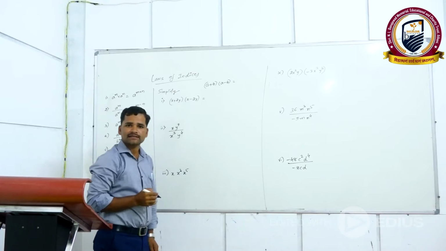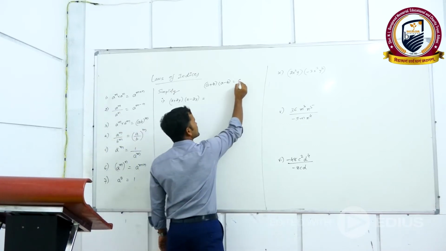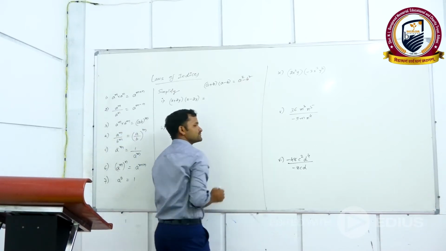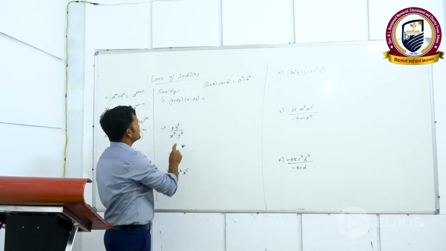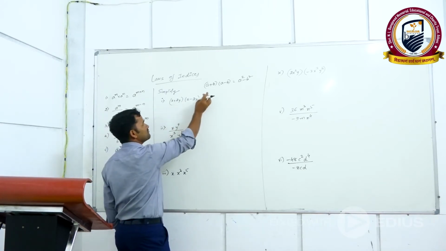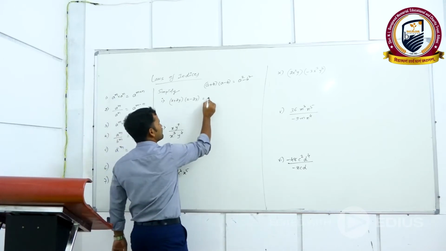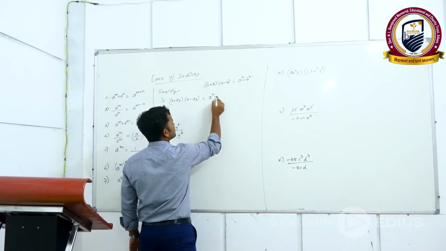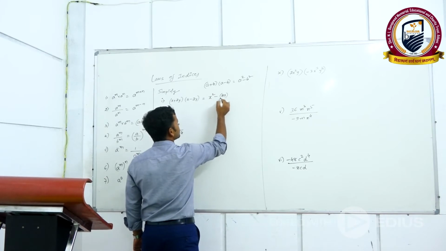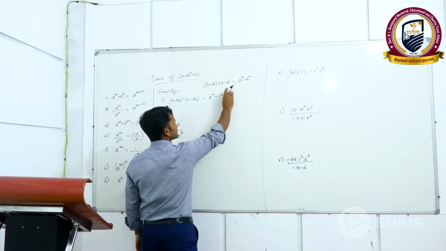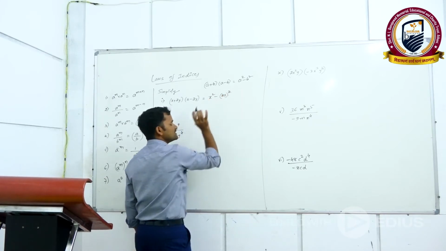If it is there, this is nothing but a square minus b square. Okay, you see a is x, b is 2i. If I use that formula, we have x square minus of 2i whole square. Sorry, b value is 2i here.